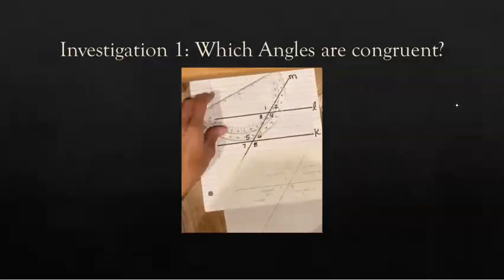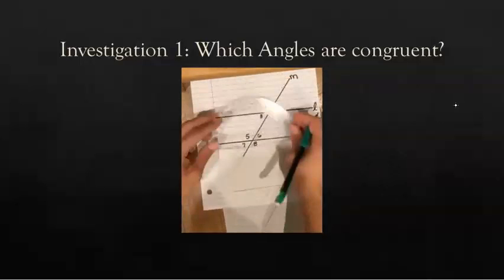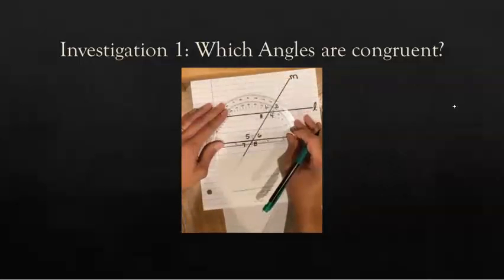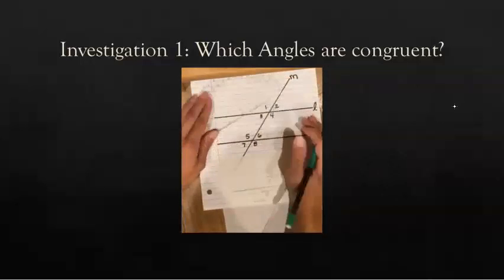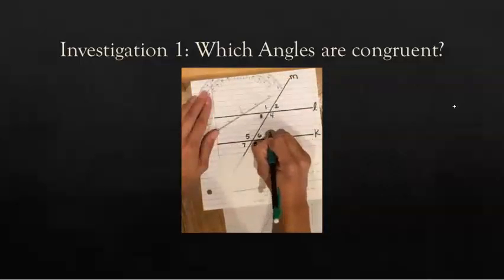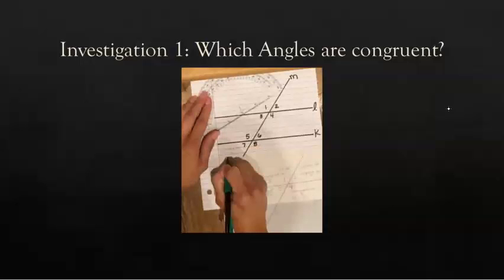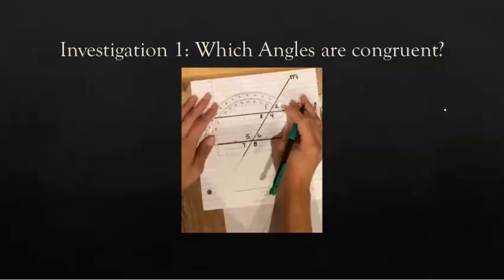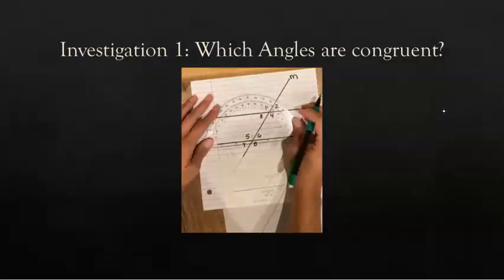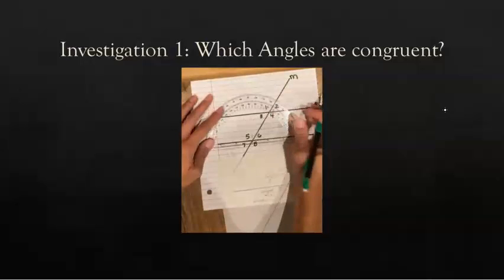If we make these same measurements for 5, 6, 7, and 8, we will find that 5 is 125, 6 is 55, 8 is 125, and 7 is 55. Now, again, these are measurements off of what I drew. Yours should be a little different. However, they should match up. So in the end, there's only 2 measurements for all 8 of these angles. They are either 125 degrees or 55 degrees.